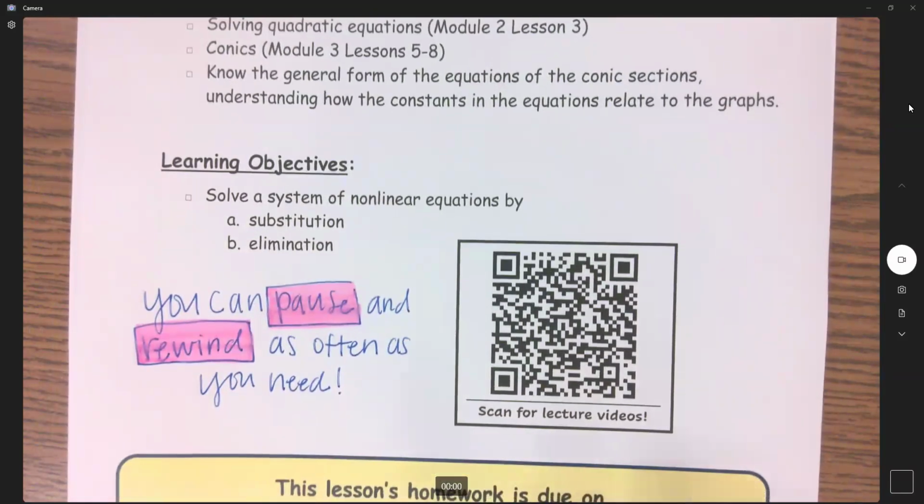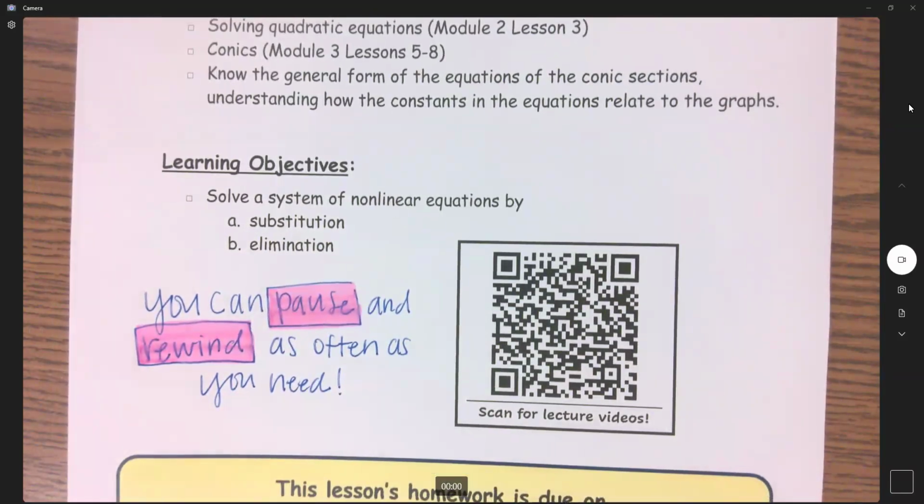So your learning objectives are pretty straightforward. We need to be able to solve systems of nonlinear equations by the two methods that we talked about up at the top, by substitution and elimination.